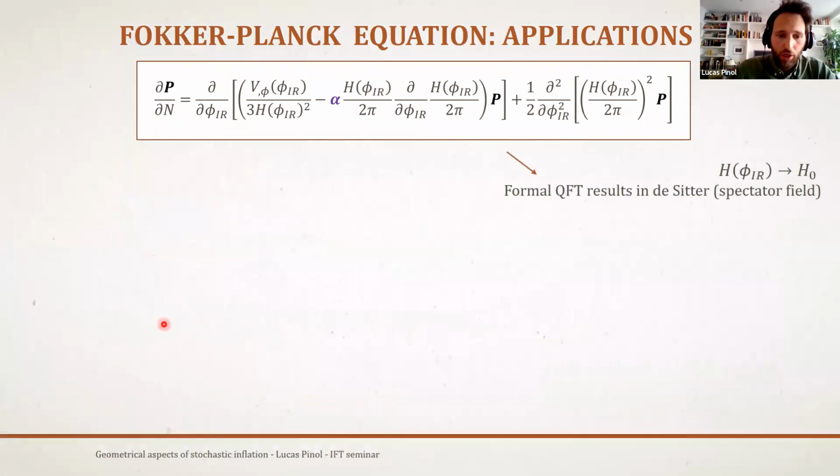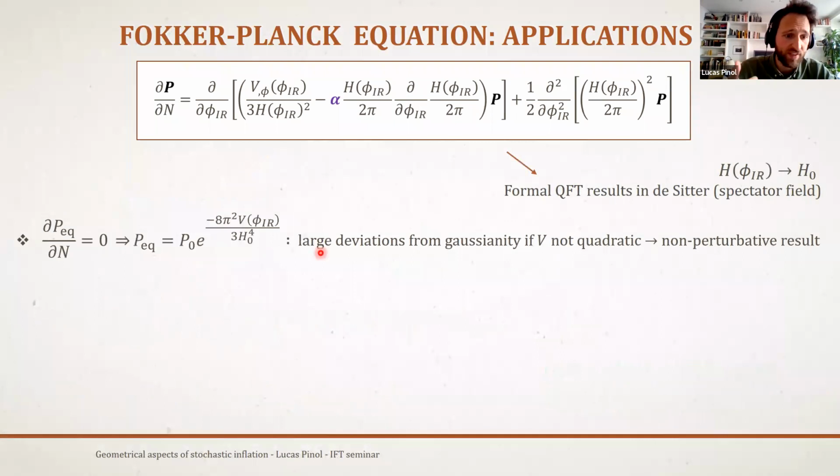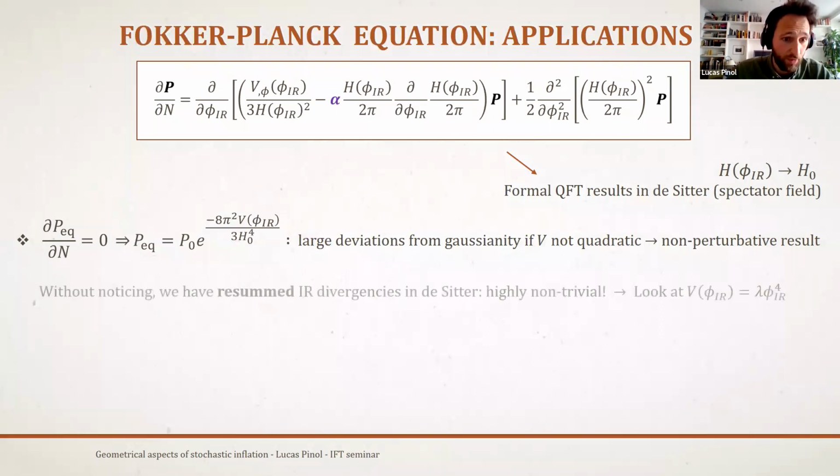Now for results in de Sitter spacetime, we can simplify this equation a lot by assuming that H is a constant, and therefore that our scalar field phi is just a spectator field. We can do the exercise again, and we find a different PDF at equilibrium. This PDF is still weird: it's exponential of minus V over H^4. It is not exponential of 1 over V. But you see that if V is not an m^2 phi^2 potential, then this is not a Gaussian either. So it's not something that can be encapsulated by the usual cosmological perturbation theory.